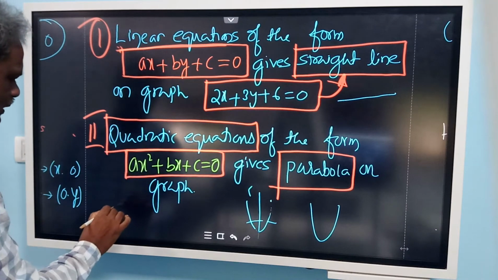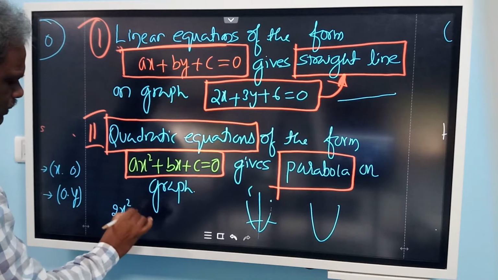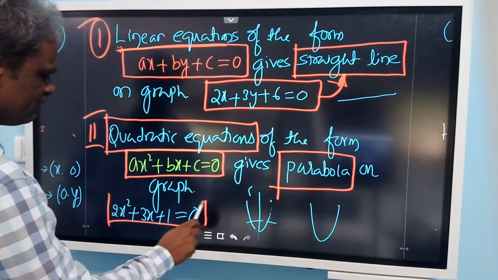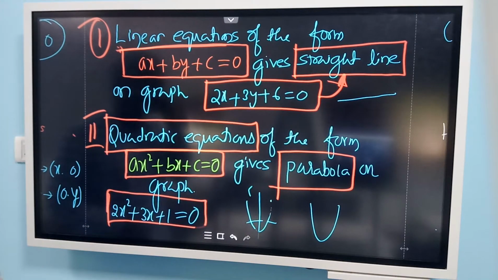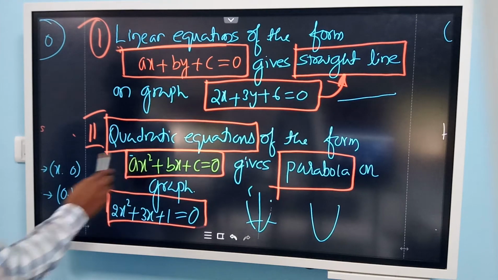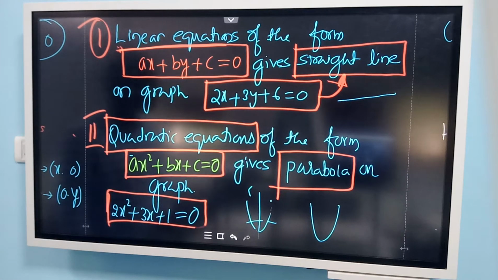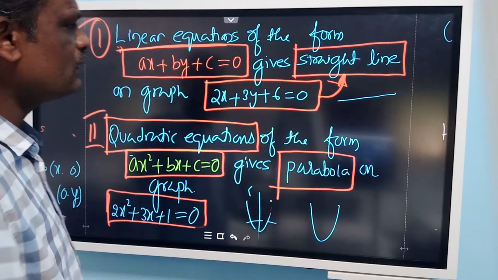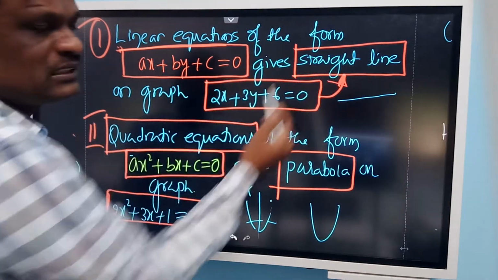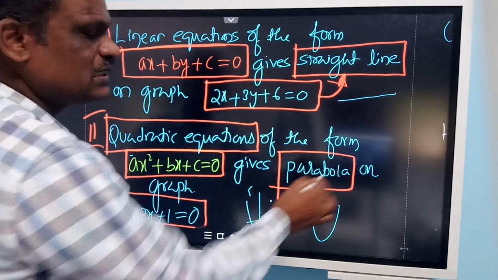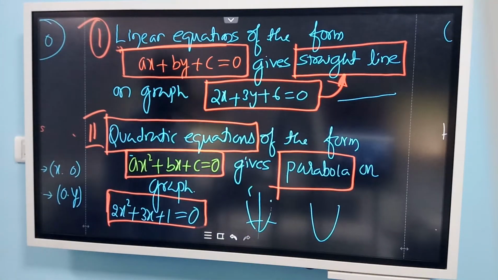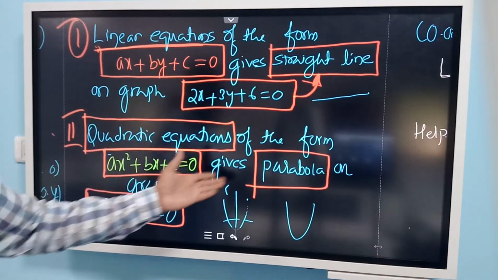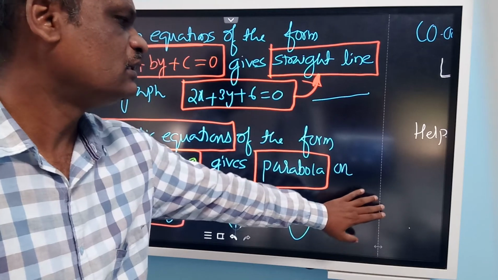I will give you an example: 2x square plus 3x plus 1 is equal to 0. It is a quadratic equation. Here a should never be 0, otherwise it will not become a quadratic equation. This graph will always be a parabola. Remember, linear equations give a straight line, quadratic equations give a parabola. These shapes you remember. Now you have understood the shapes of equations of this kind.